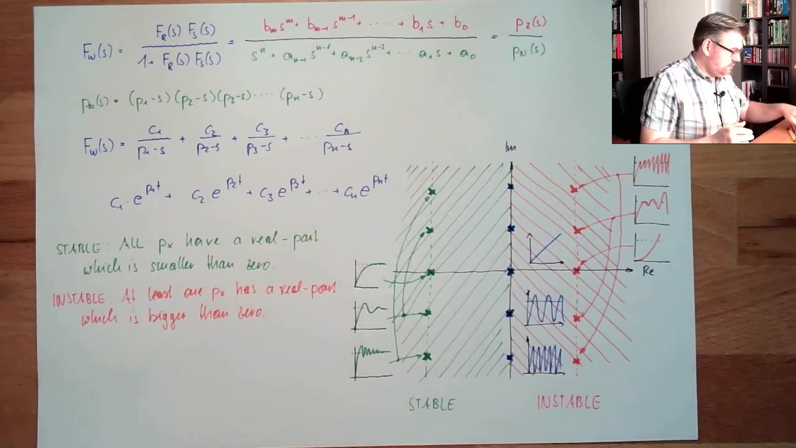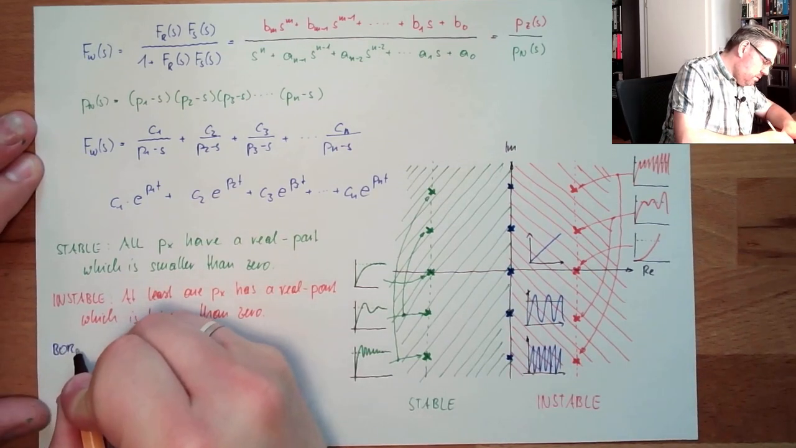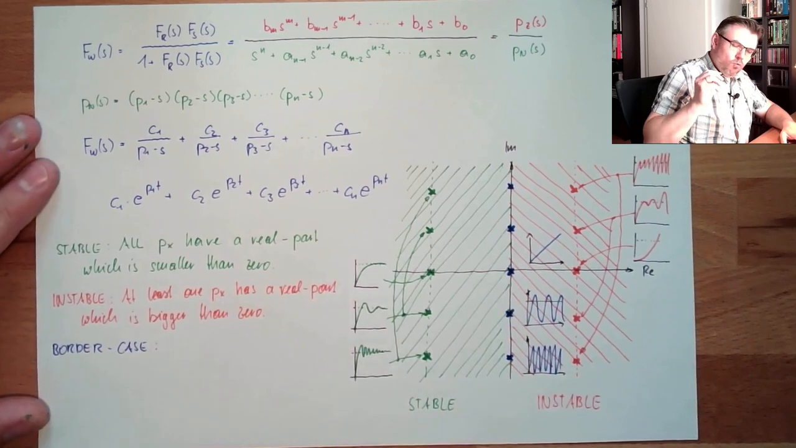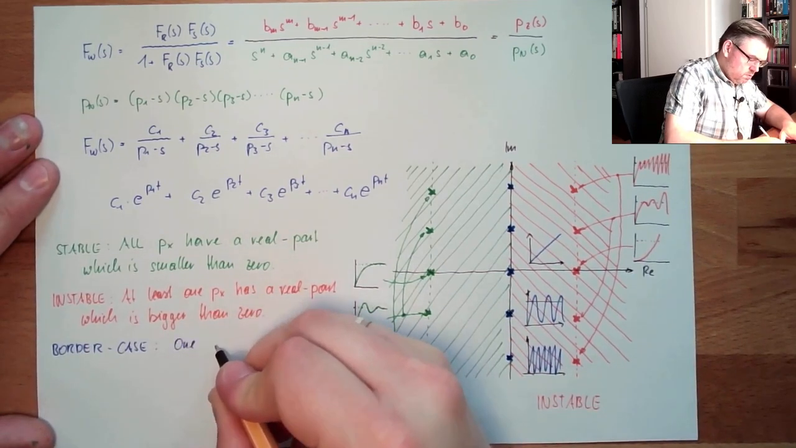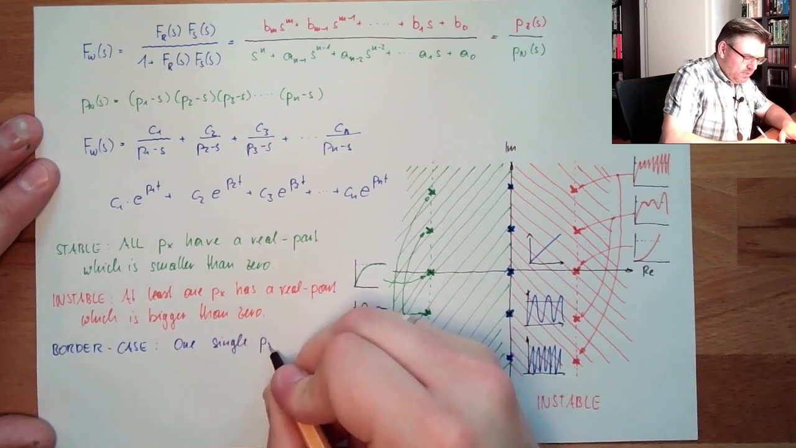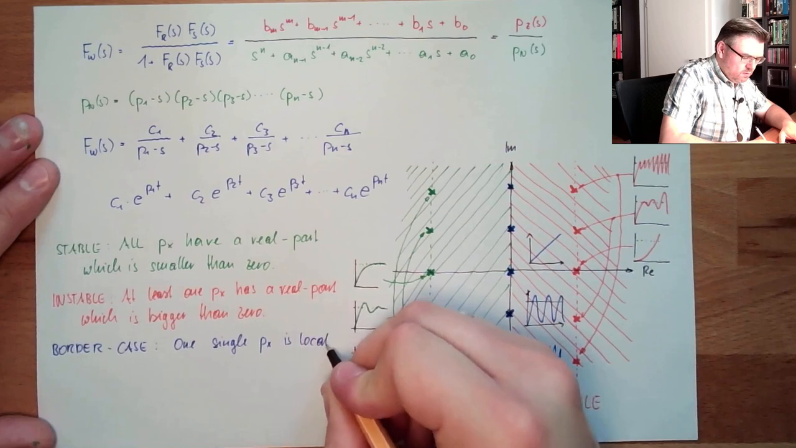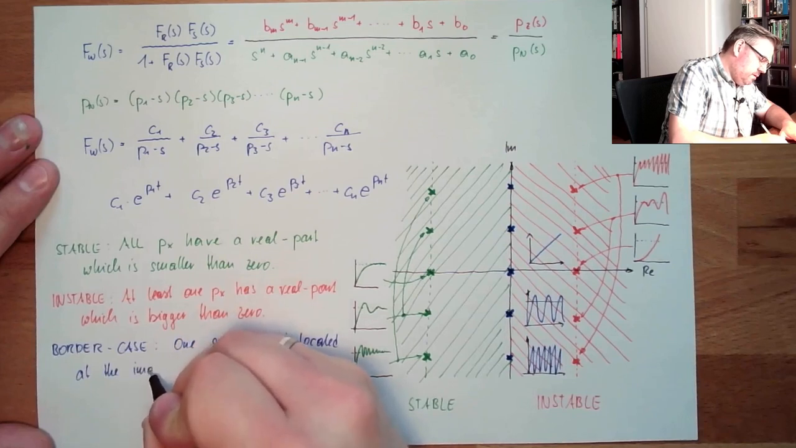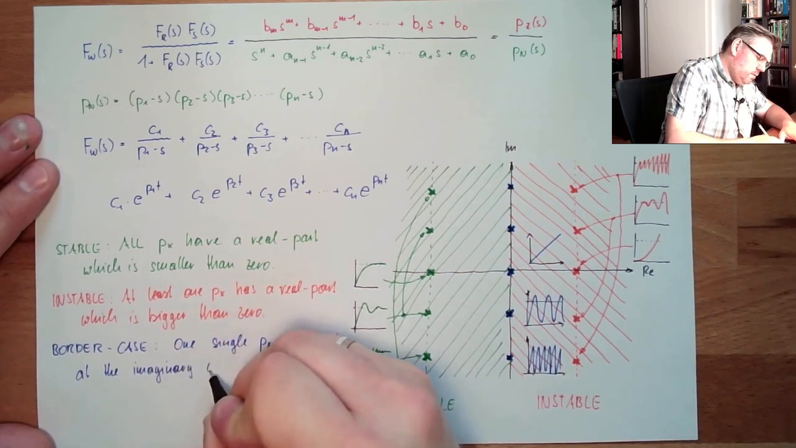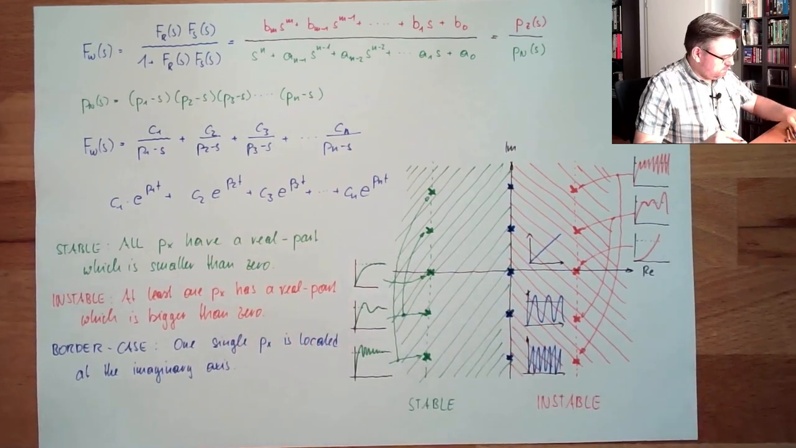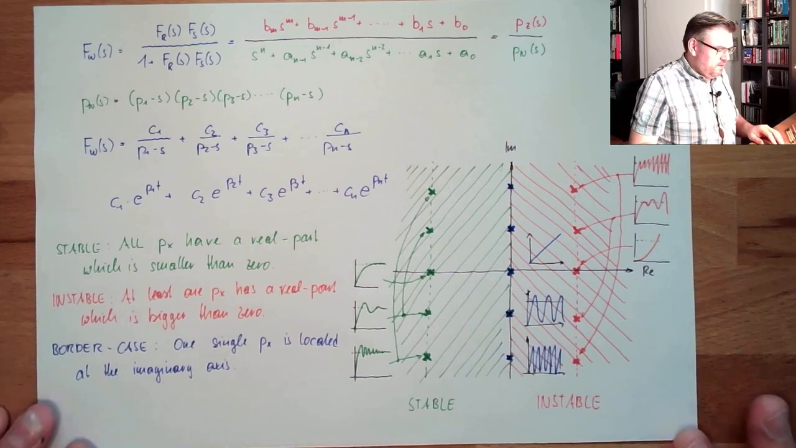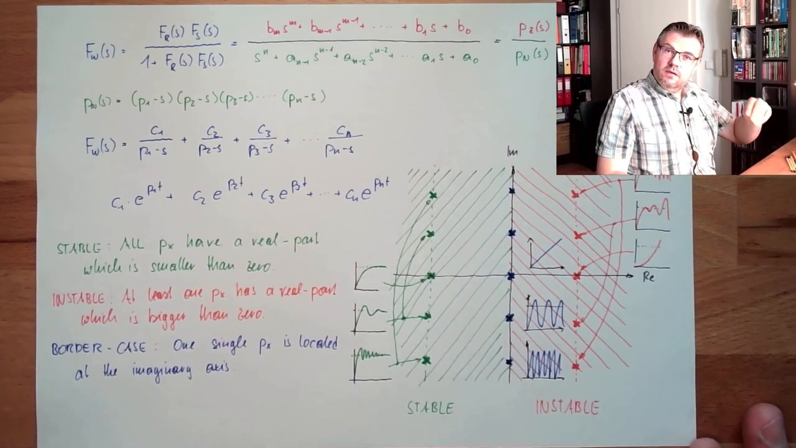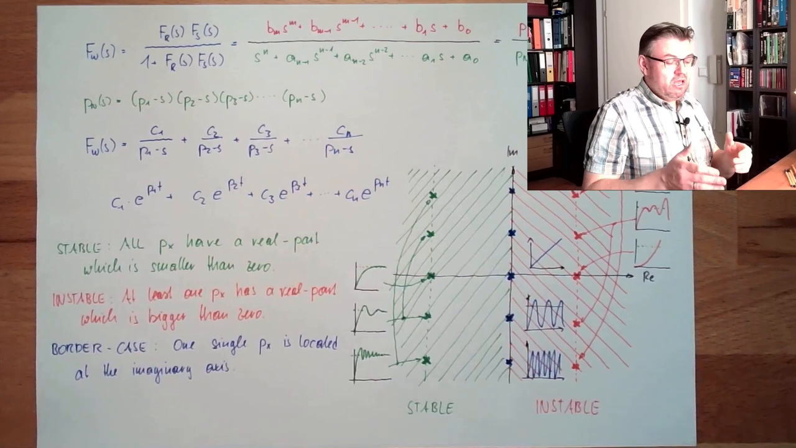And we have the border case: one single pole, one single Px is located at the imaginary axis. If it's two, it's already unstable. These are the rules. So you just have to calculate the zero points of an nth grade polynomial and you know if this thing is stable.